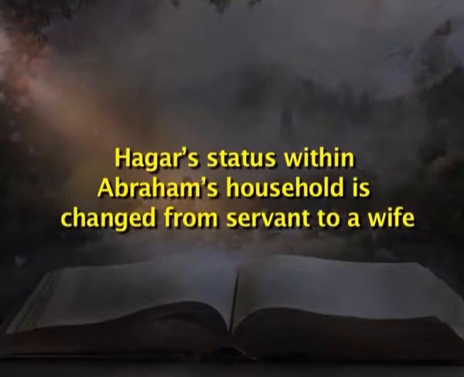Hagar's status within Abraham's household is changed from servant to a wife, although this does not place her on par with Sarah. Hagar's ability to conceive causes her to look down on Sarah. By naming Ishmael, Abraham publicly acknowledges him as his son and heir.